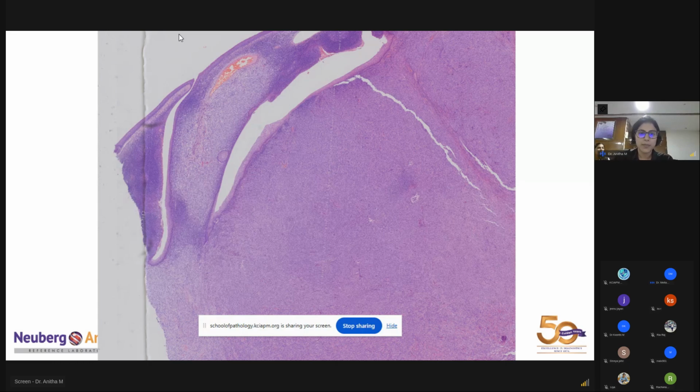What's the site of this biopsy? It's a normal tonsil, right? So you can say that. Yes, that's the normal tonsil that you're seeing, which is infiltrated by tumor. Yes, ma'am.